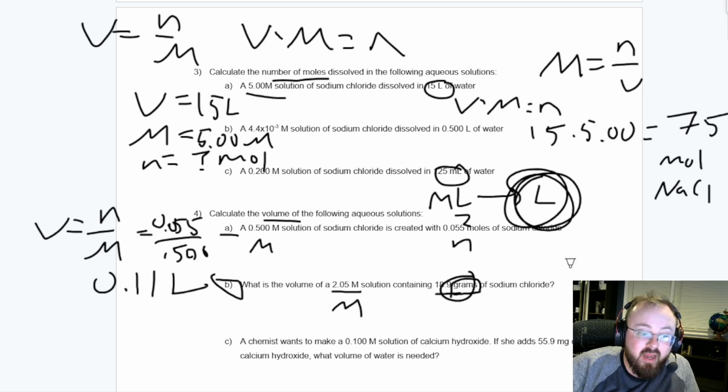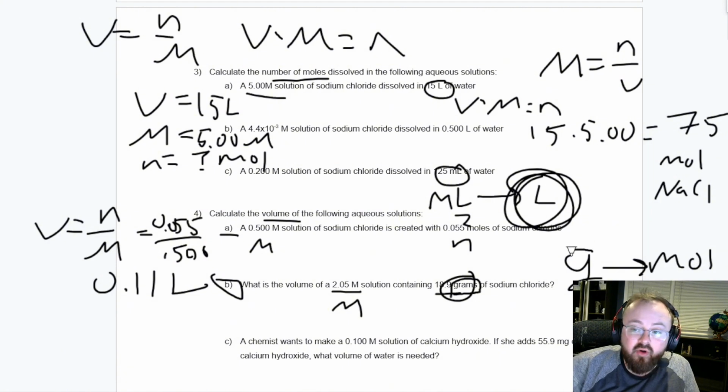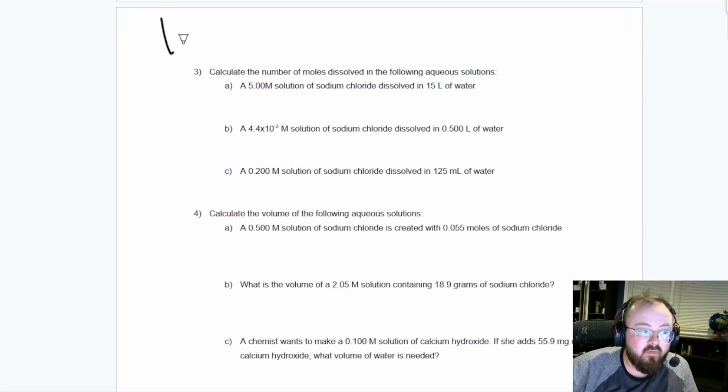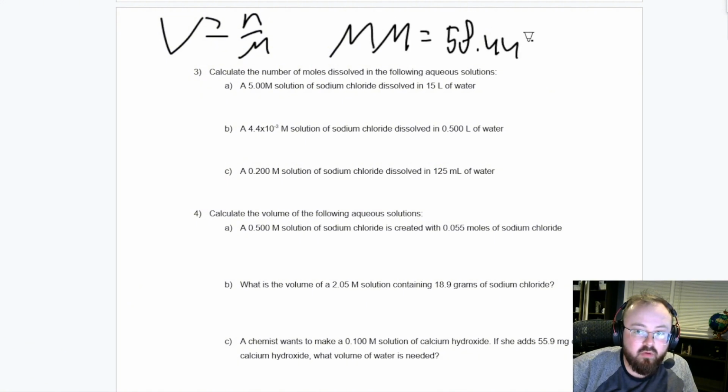So if I'm giving you grams, I need to go from grams to moles, and those alarm bells better start ringing that I now need to find a molar mass. I made every single question here sodium chloride. It's the same. I talked about 58.44. So let's do this problem. Here, let's keep our formula. V is n over M. We talked about the molar mass of sodium chloride is 58.44 grams per mole. So what is the volume of 2.05 molar solution containing 18.9 grams of sodium chloride?